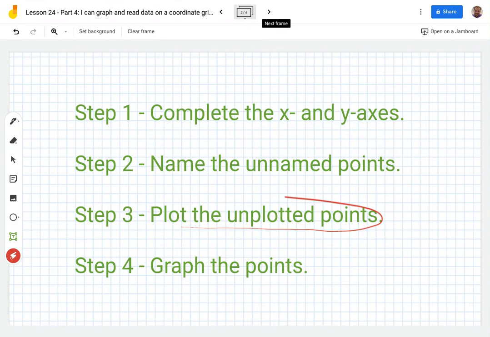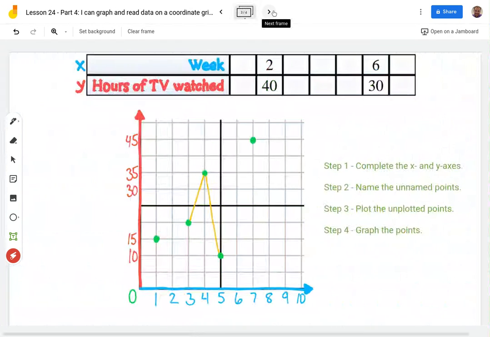Step 3, plot the unplotted points. You might also find today that there are named points on the table, but they aren't yet graphed in the coordinate grid. In that case, you would do exactly as we did in the last lesson and plot those points. Step 4, once all the data is complete, then you'll graph the points. That is, connect the dots, make the lines. So let's see an example of what I'm talking about.